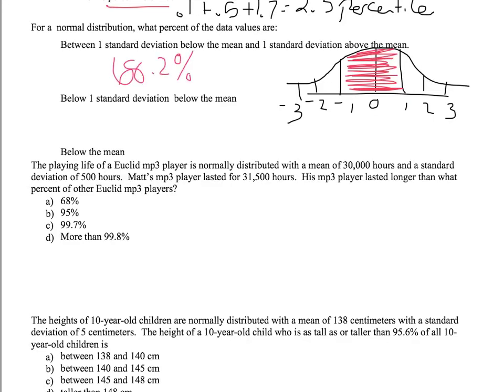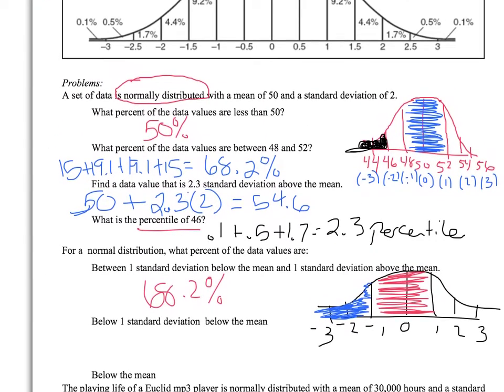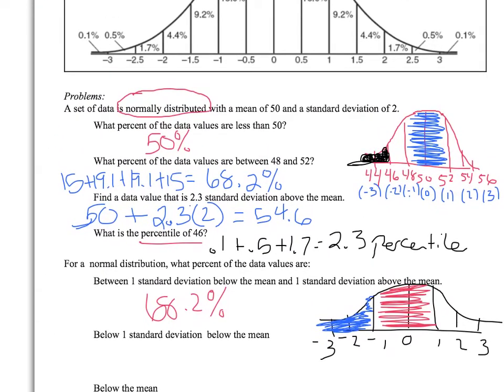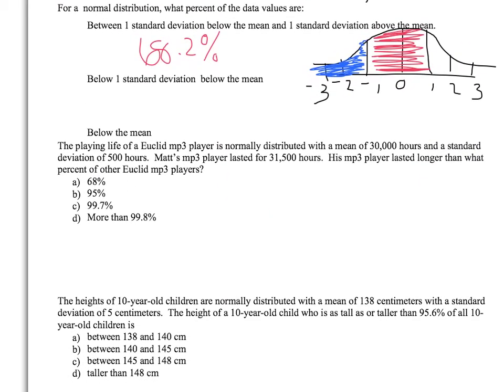Now the percent below 1 standard deviation below the mean, well, 1 standard deviation below the mean is the -1. Below that is my blue area. So you add up all the percentages in your blue area, which are 0.1, 0.5, 1.7, 4.4, and 9.2, and that gives you 15.9%.